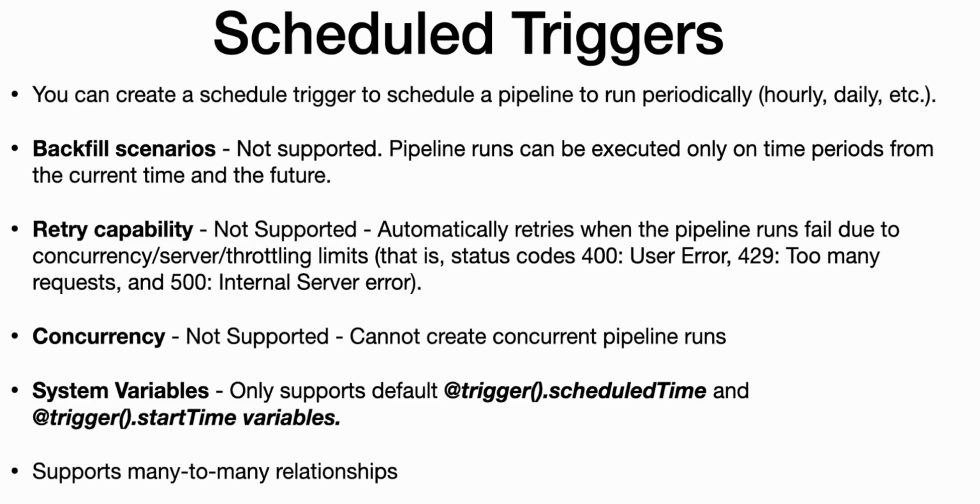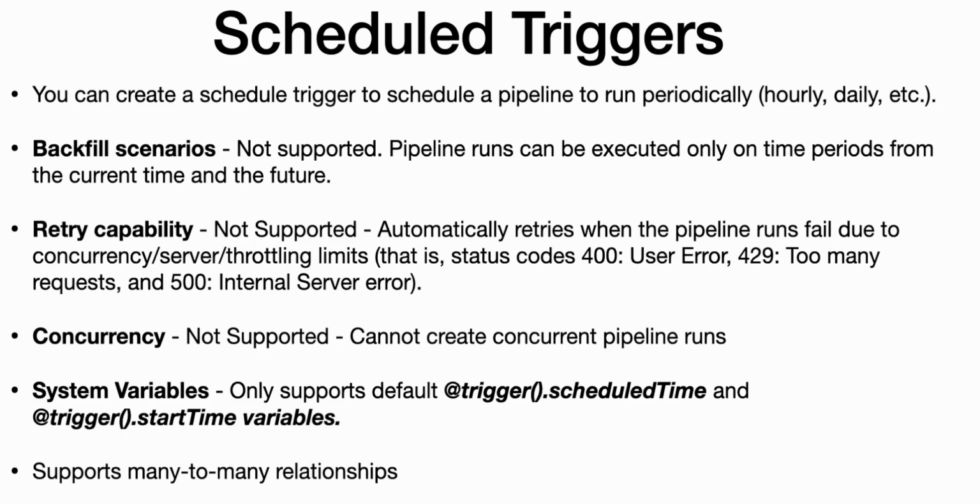When it comes to schedule trigger, backfill scenarios are something which is not supported. But what are backfill scenarios? You can explain backfill scenarios as something where once a data factory pipeline is executed, it can only be executed on time periods from the current time and the future. So you cannot run a history load using a schedule trigger. The reason is because schedule triggers do not maintain a state.